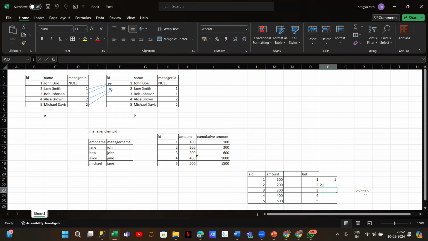I want all the AIDs that are smaller than or equal to my BID. This is my condition here. So all my AIDs will be smaller than or equal to it. Okay. So what about this? 50 Henry, try to answer me now.